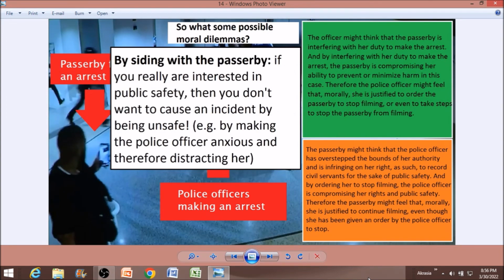On the other hand, if you're the passerby, if you really are interested in public safety, then there's a sense in which you don't want to cause an incident by being unsafe, which is to say, by making the police officer anxious and therefore distracting her, that might create an unsafe circumstance under which someone is harmed, either the police officer or the person being arrested, or you or someone else, right?